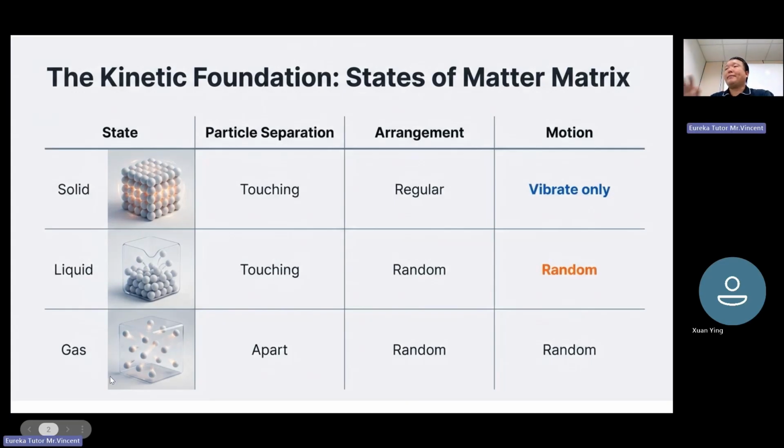So in the exam, you must always mention three things: particle spacing, which means the particle separation, arrangement, and the movement, the motion. These are the three major points you need to remember.